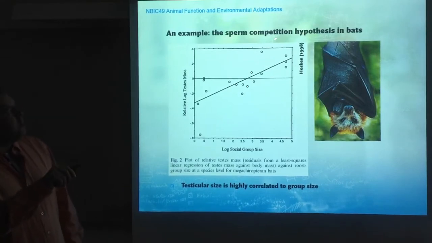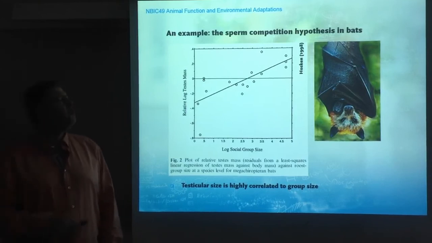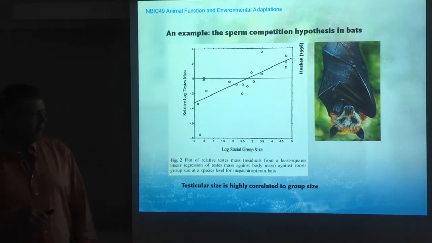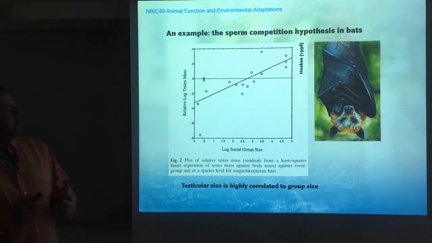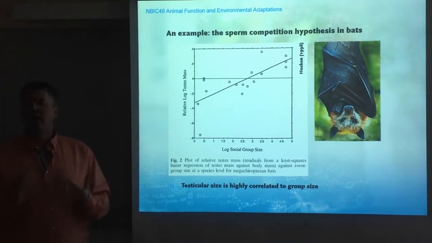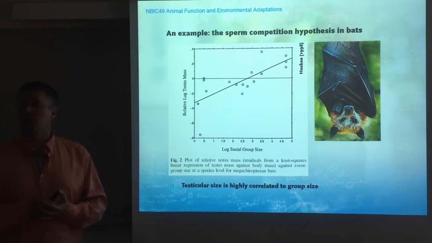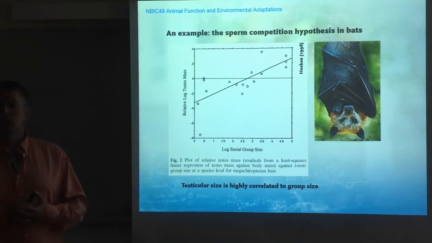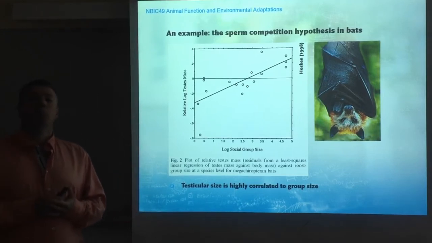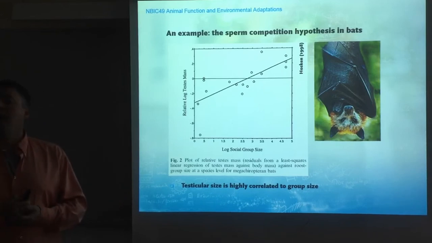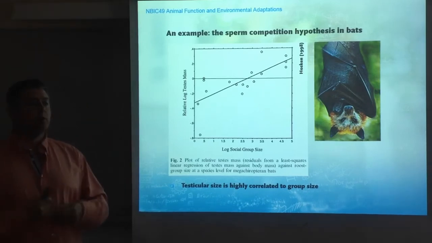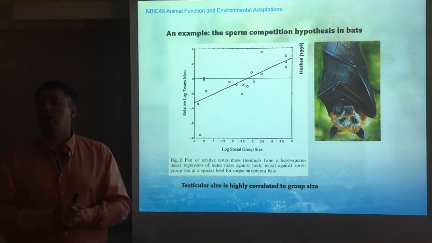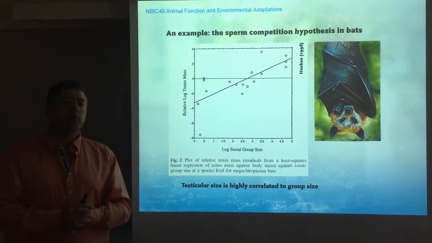The example is the sperm competition hypothesis in bats. I'm sure you have heard about the sperm competition hypothesis. It goes about the correlation between group size and the size of the testes. The idea is that animals that live in small groups or isolated, there is less sperm competition. If you have less sperm competition, perhaps you don't have to bother so much about inseminating females with a lot of sperm, and for that you need large testes.